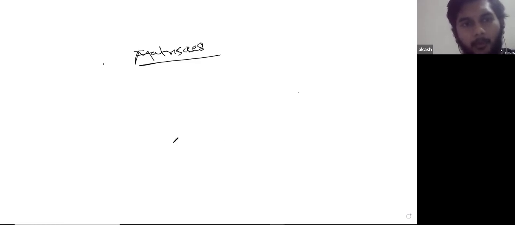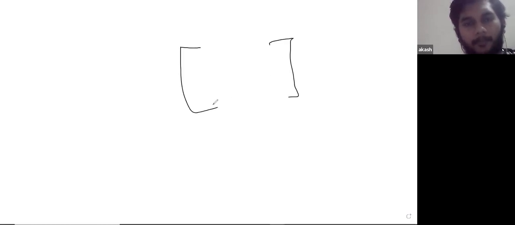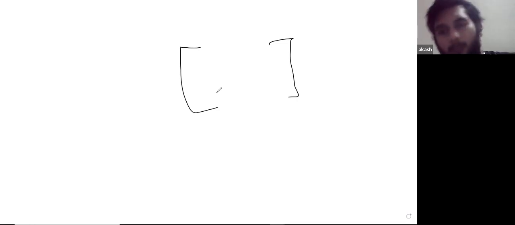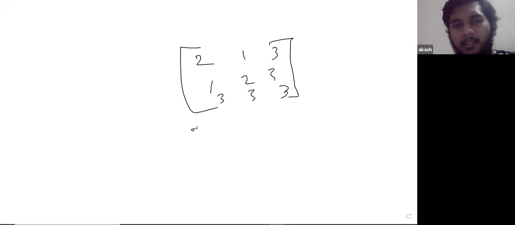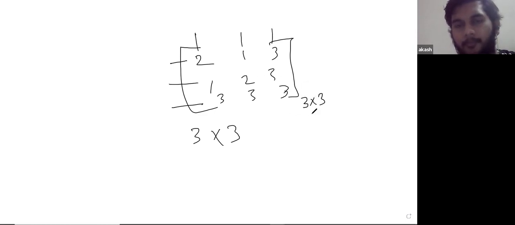Okay, what is a matrix? A matrix is an arrangement of things, right? It doesn't have any value. It's just an arrangement. If I write 2 1 3, 1 2 3, 3 3 3, this is a 3 by 3 matrix, right? This is called the order of a matrix. It has 3 rows and 3 columns. We write it like this: 3 rows, 3 columns. So rows is always first, column is always last.